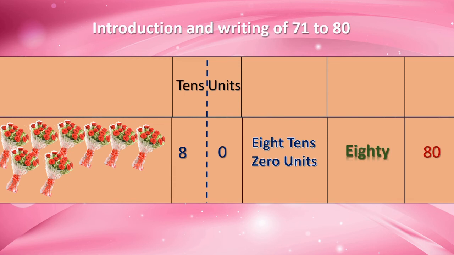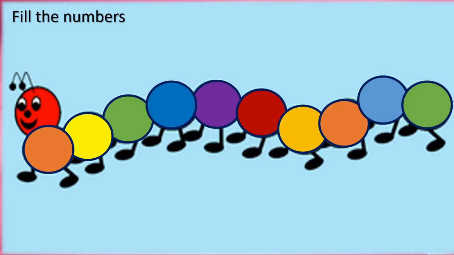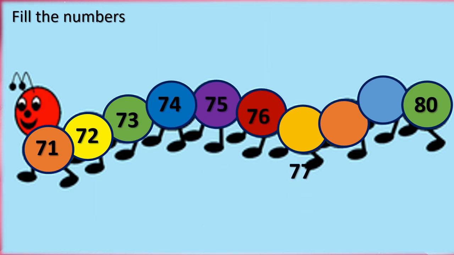I hope you understood about how to write numbers from 71 to 80. Let us check. Here again our caterpillar is ready with 2 numbers, that is 71 and 80. Let us fill the other parts. After 71, correct, 72, 73, 74, 75, 76, 77, 78, 79 and 80. Very nice class for you.